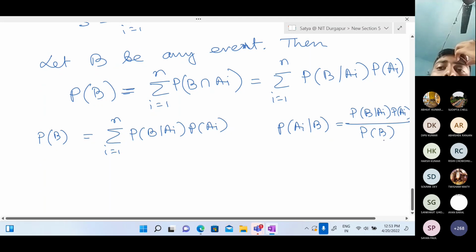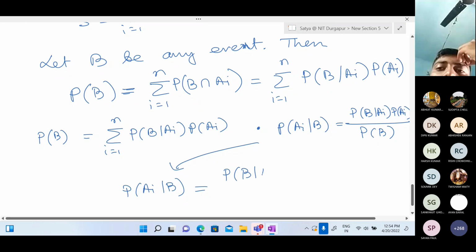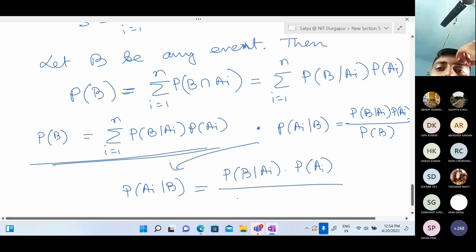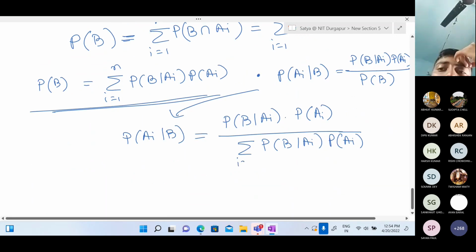So I've written that formula. From here, I'm writing P of Ai given B equal to, above, the same, P of B given Ai into P of Ai, and below, P of B is already what I have written: P of B equal to summation of P of B given Ai into P of Ai, summation i equal to 1 to n.